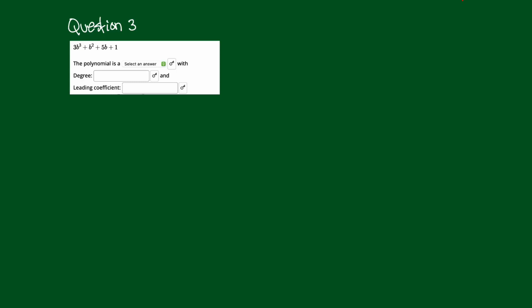Question 3, we have 1, 2, 3, 4 terms. So this polynomial is, now we're supposed to say monomial, binomial, trinomial. 1 term, 2 terms, or 3 terms. Well, this one has 4 terms. So this one, I would claim, is none of the above.